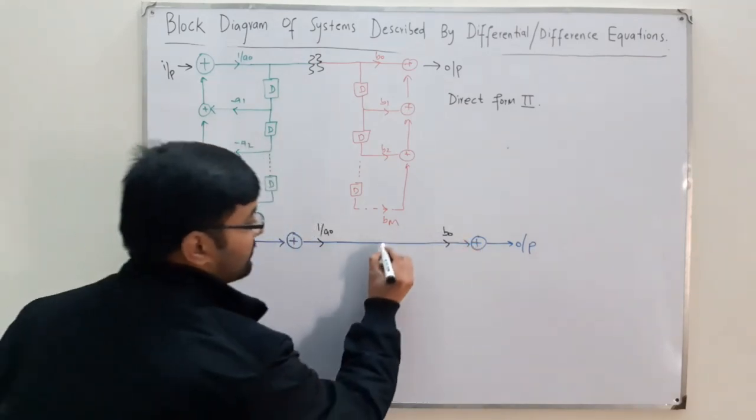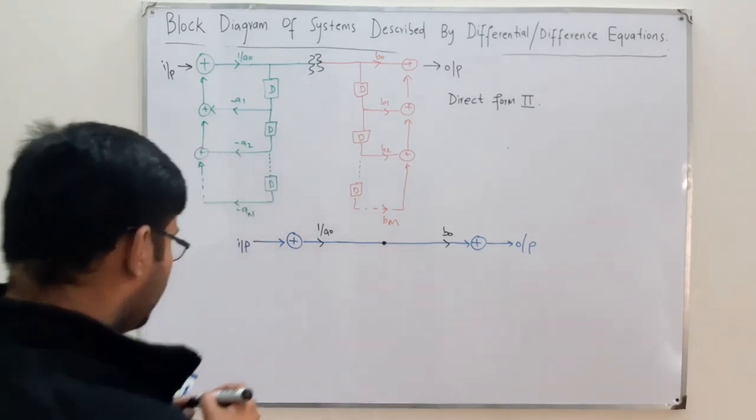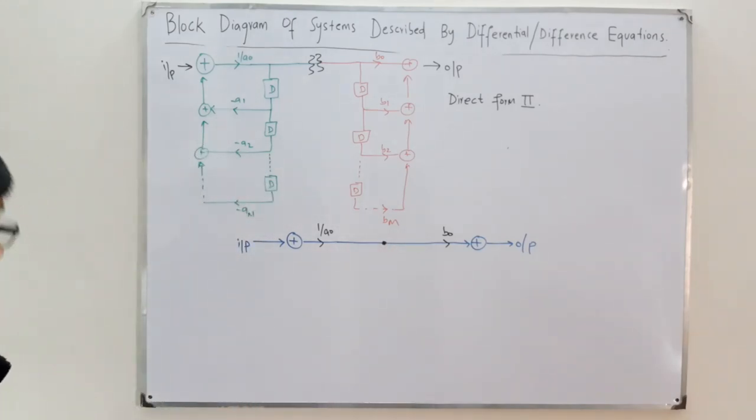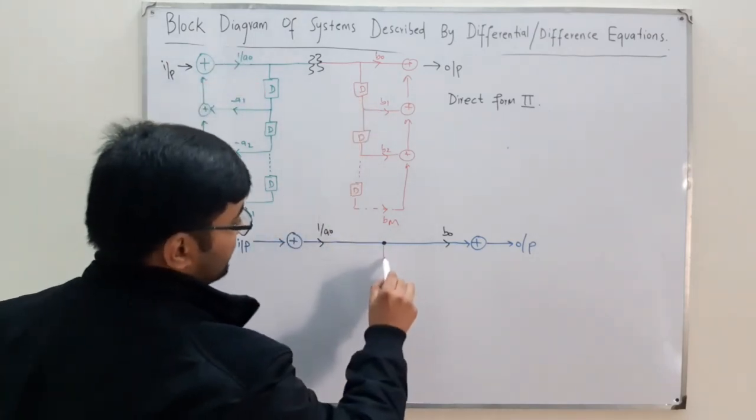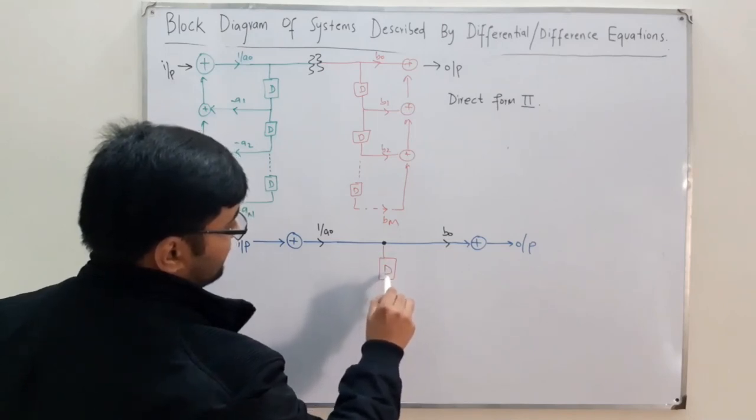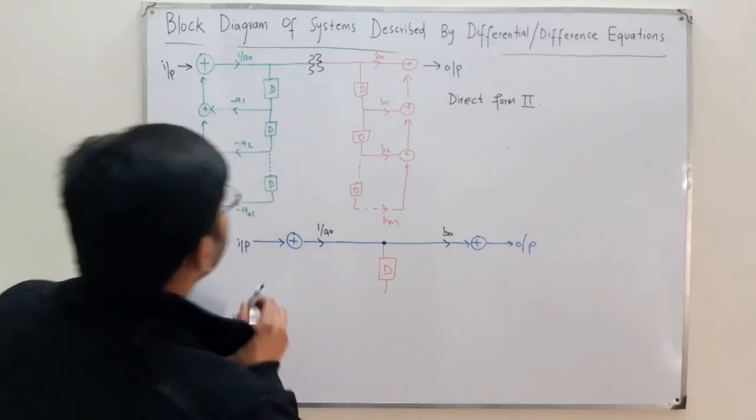This was my junction point, let's say. If this is my junction point, what do I have to do? I would make it a single delay circuit instead of the two delays. Let me remove the marker caps first. So over here, have a look. In case of these two, I have one delay circuit, and this is my delay circuit.